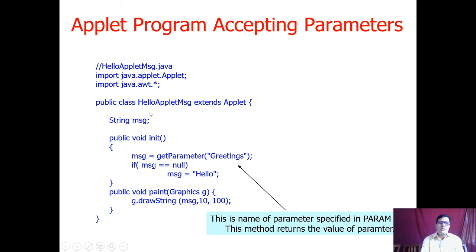Now I am writing one variable. What is the name of the variable I'm using? message as a String variable. Now I'm initializing my applet by calling the public void init method. Please observe carefully. In public void init, message is equal to getParameter of greetings.